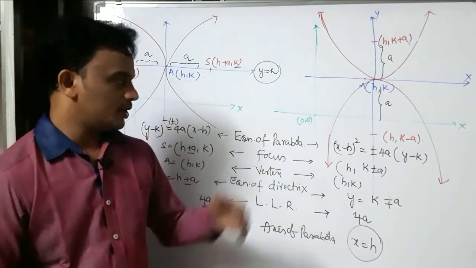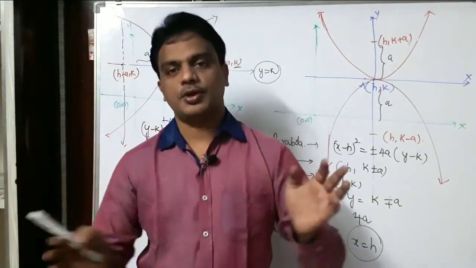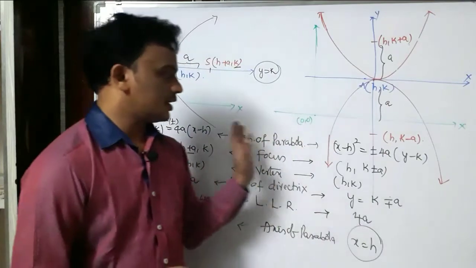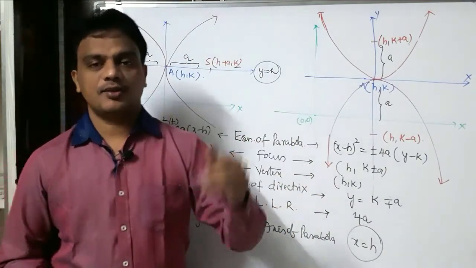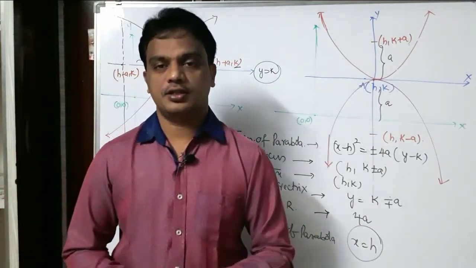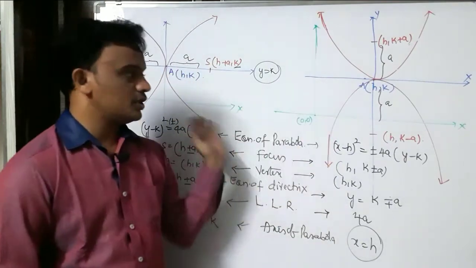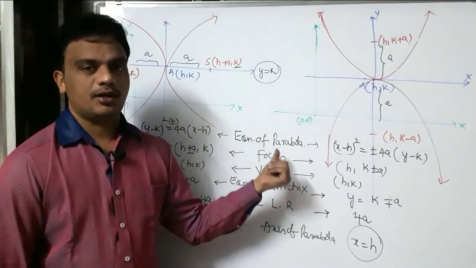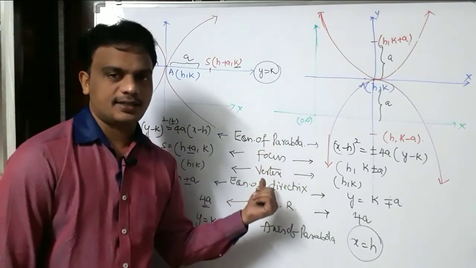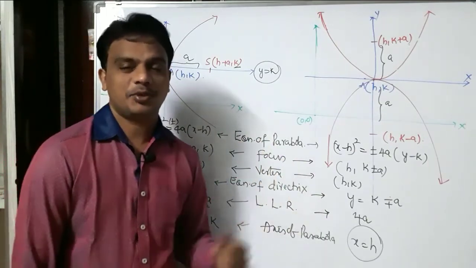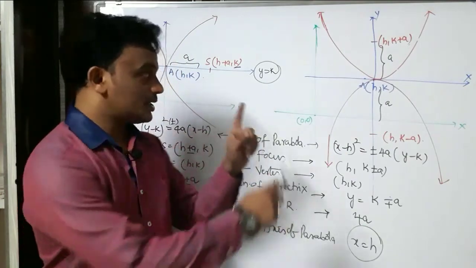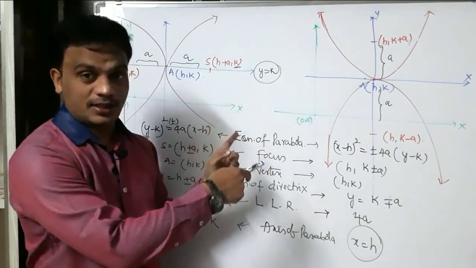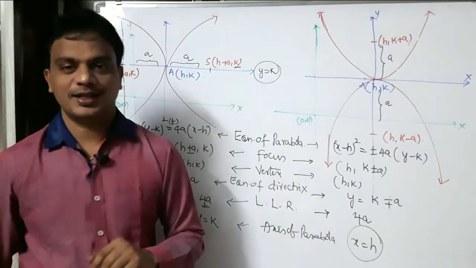From the next video we are going to discuss some problems. Based on the given conditions, they may give the equation of the parabola, but we don't know which of these forms it is in. For all those, we are going to write the equation of the parabola, focus, vertex, directrix, length of latus rectum, and axis of the parabola, based on these conditions only. So be ready for the next video.